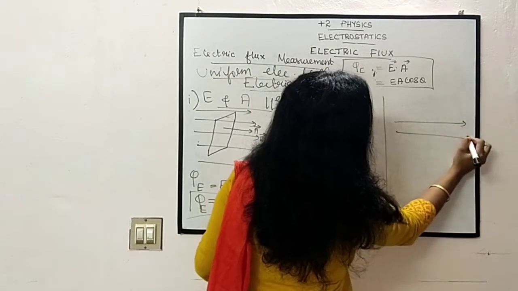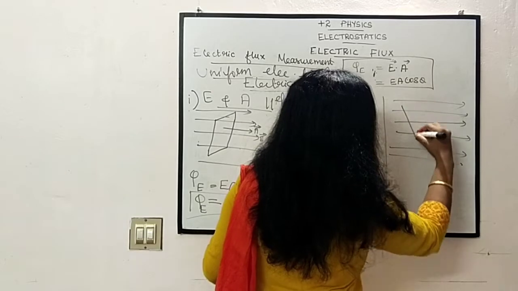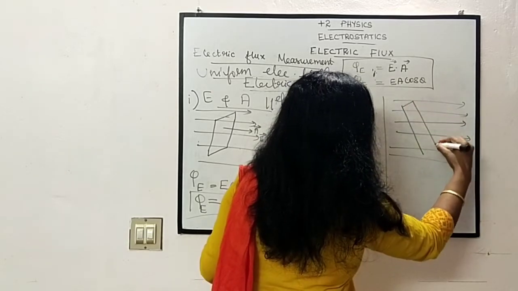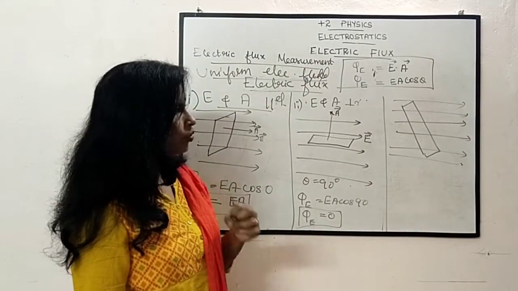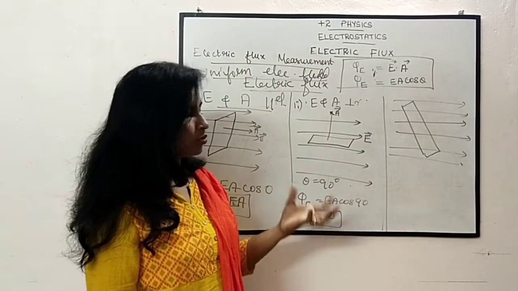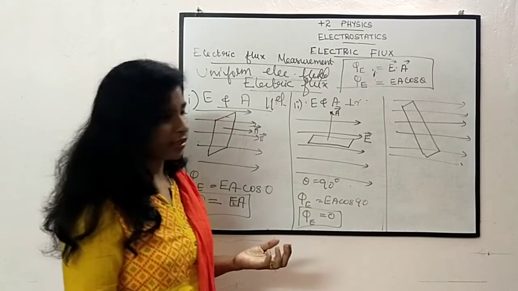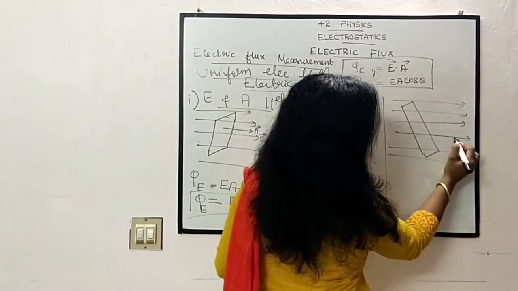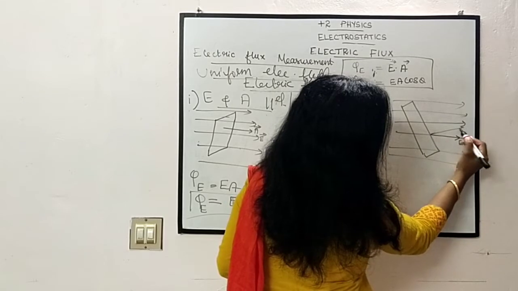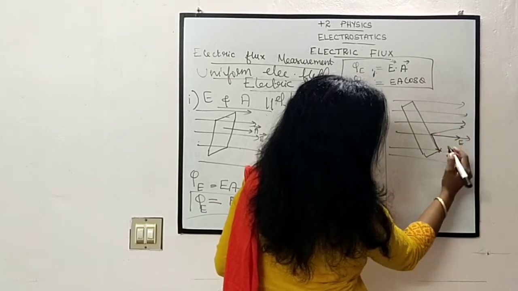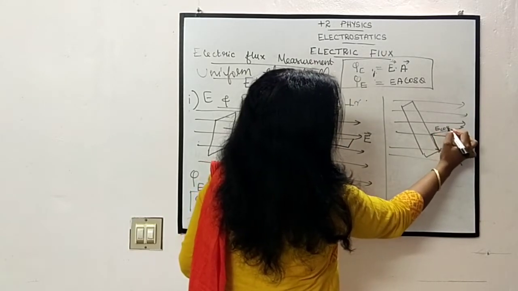Then the third condition is: take a uniform electric field, and you are placing the area like this, making an angle theta. You may be confused about how to take the area vector. In this case, this is E, and we can split this into two components: this one as E cos theta and this one as E sin theta.